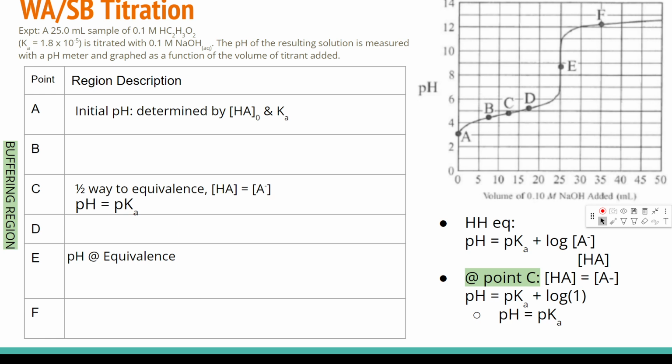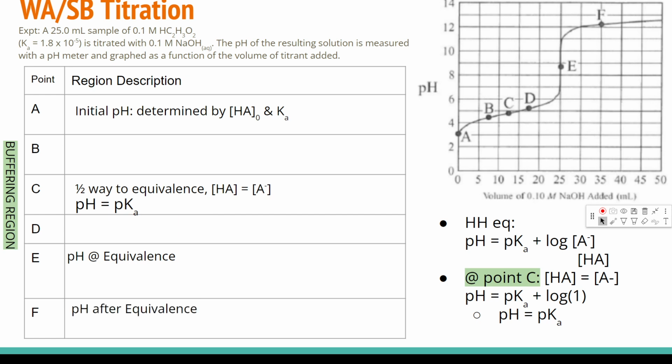Now, something very important about point E is that since we have only the conjugate base of the weak acid left, well, the conjugate base can still act like a base. And so the pH is more than 7 here. You can see it is past 8, near 9. And that's because, again, we have a conjugate base. The conjugate base is going to literally act like a base at that point.